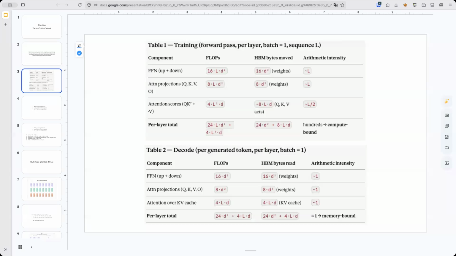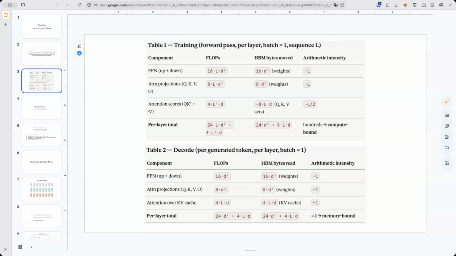We have 16 multiplied by L, which is our context length, multiplied by d squared, because it's once again up and down projection. So this term, compute-wise and memory-wise, is dominated by d squared. But in terms of flops, we have this L term multiplied as well.